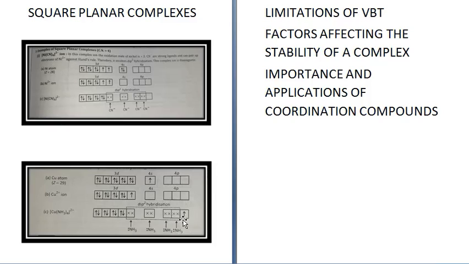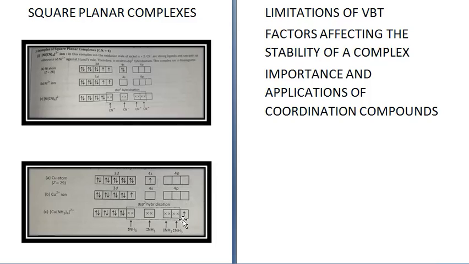Now we move on to limitations of valence bond theory. There were a few limitations. It gives only a qualitative explanation for complexes. It does not make an exact prediction regarding tetrahedral or square planar structure of 4 coordinate complexes. It does not distinguish between weak and strong ligands. It does not explain detailed magnetic properties of complexes, and it fails to explain the absorption spectra given by the complexes. So these are the limitations of valence bond theory.